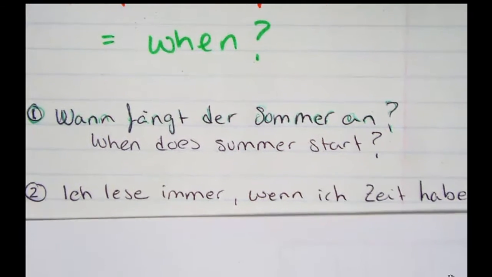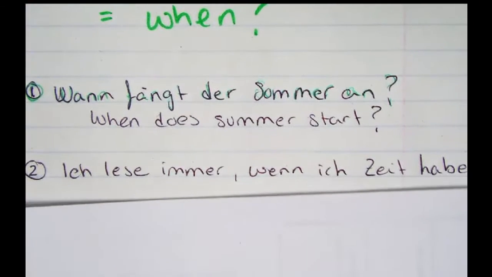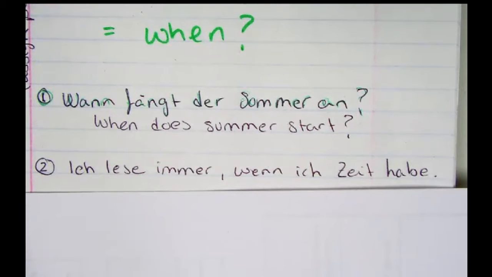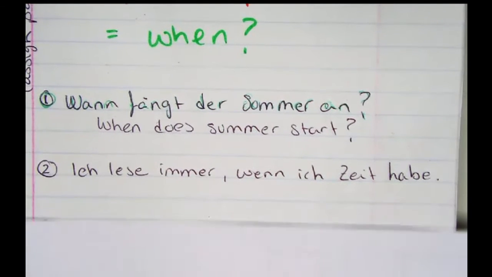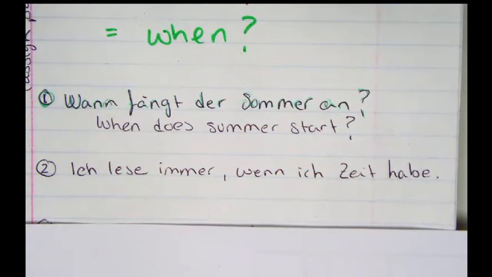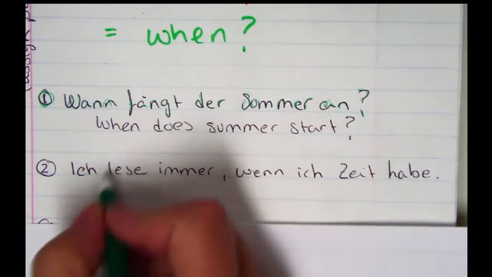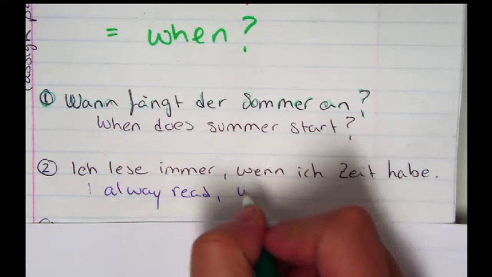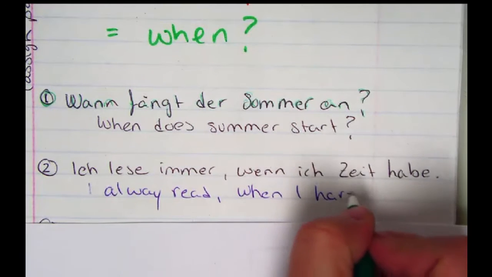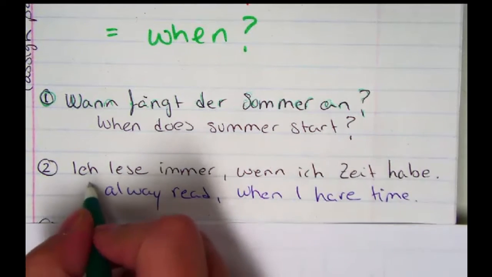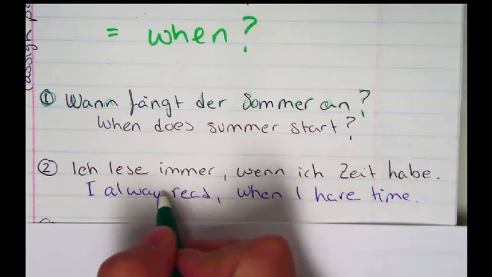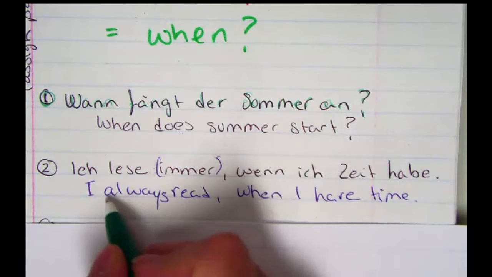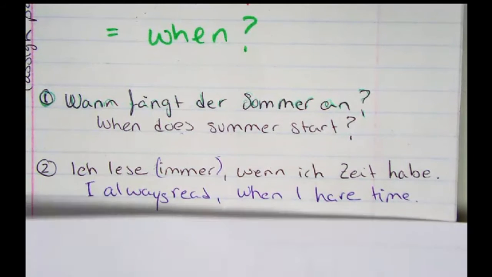Then an example of the second one that you may have written, or something similar to. Ich lese immer, wenn ich Zeit habe. And that translates to, I always read when I have time. And of course, in German and in English, this immer is completely optional, but I put it there for a reason, and I will tell you why in a second.